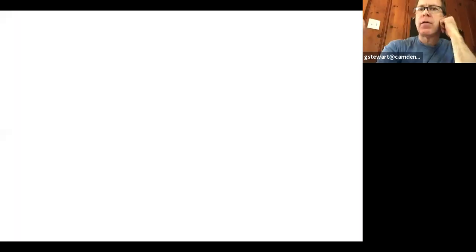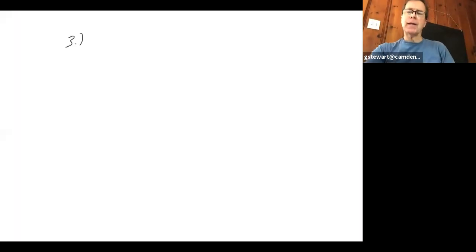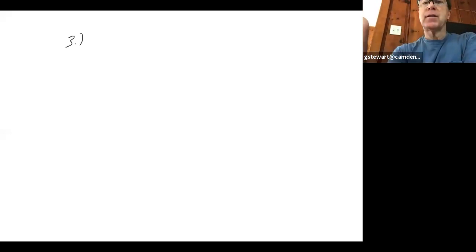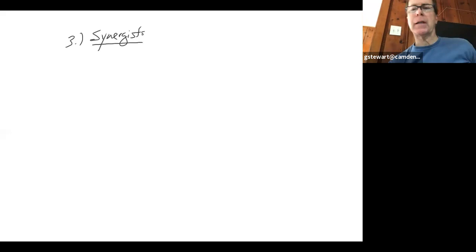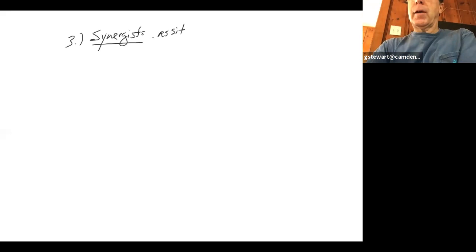Now I'm going to go to the third group. This is a little bit more complicated, but synergists. I always think of synergists when I hear that word. These are muscle movement classifications of muscles that assist. They're basically assisting. So I'm going to put assist. If I could spell correctly, it's Monday.